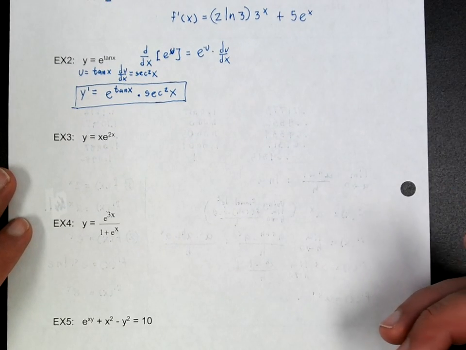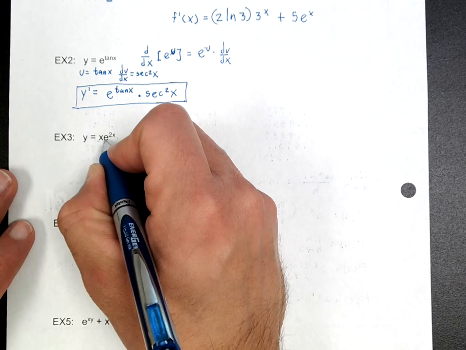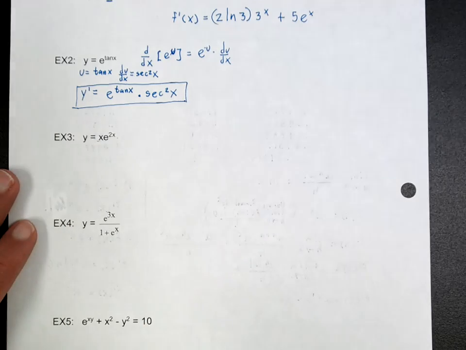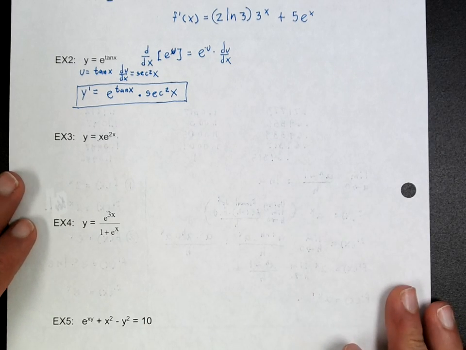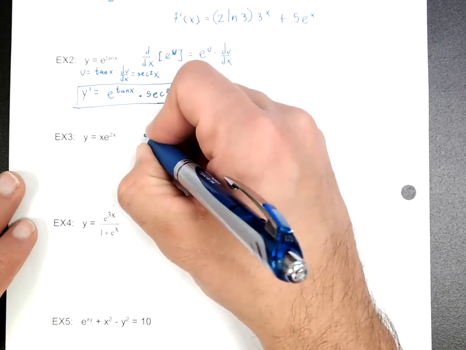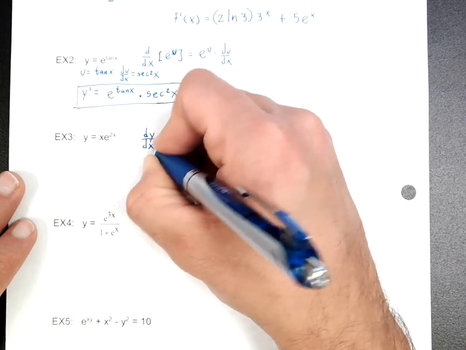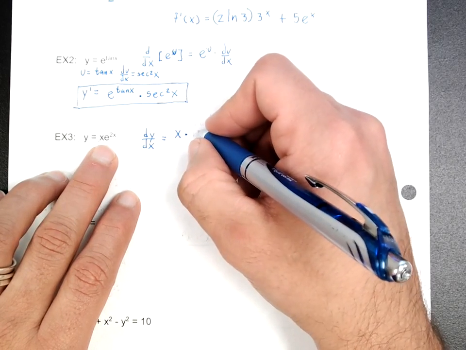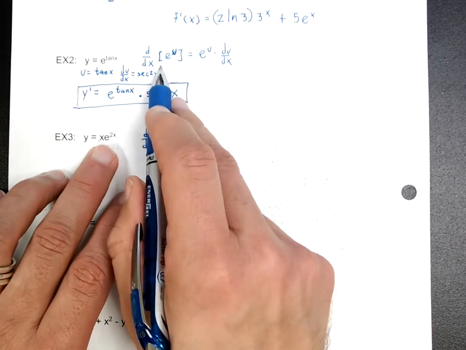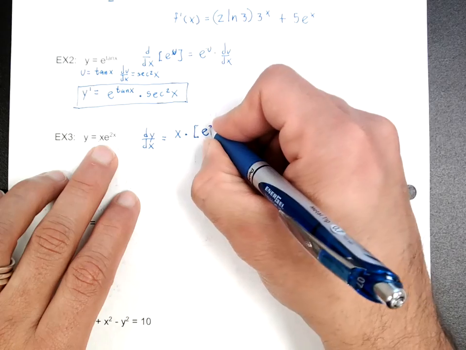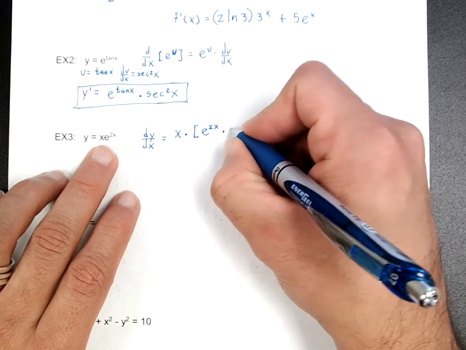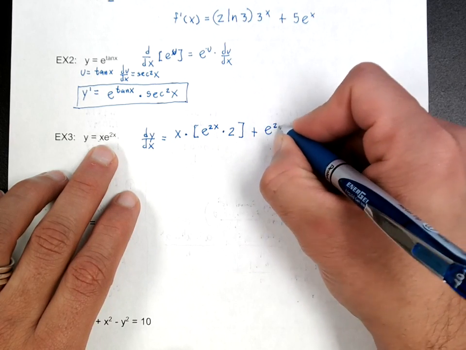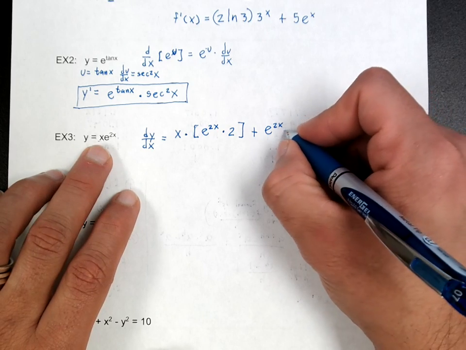Now notice in example 3 we have a function x times the function e to the power of 2x. So in this one, because you have a function times a function, then you're going to need to do the product rule. All right, so the derivative of this will be dy dx, and that's equal to the first, which is x, times the derivative of e to the 2x. The derivative of e to the 2x would be e to the 2x times the derivative of 2x, which is just 2. Okay, plus the second, which is e to the 2x, times the derivative of the first. The derivative of x is just 1.